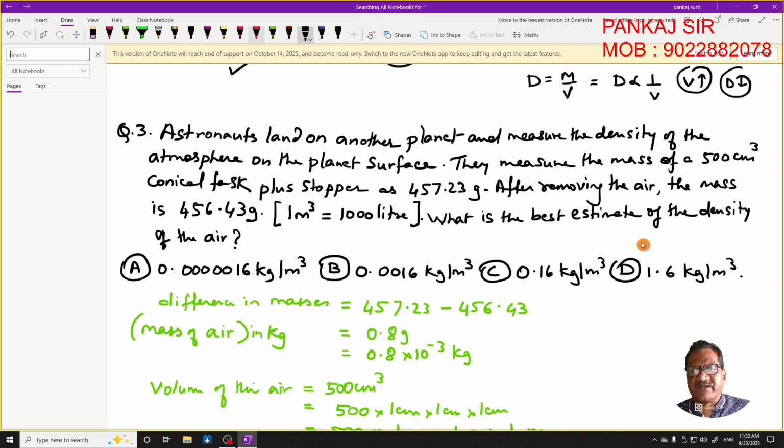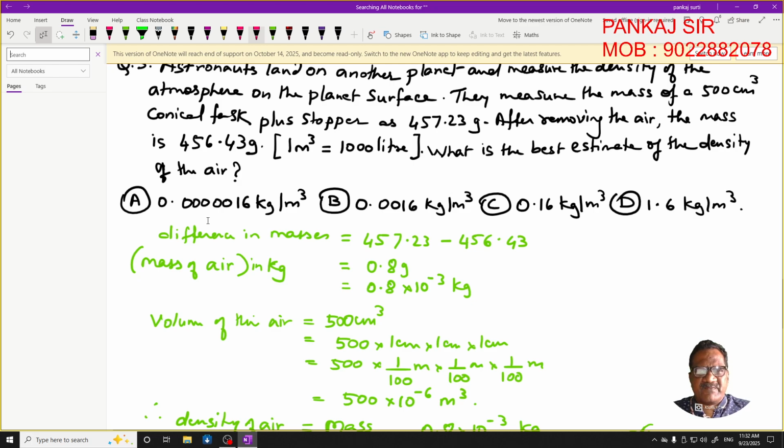So he has asked you to find out the density of the air. And these are the options A, B, C and D. So the best thing is, let us try to find out the density of the air and then we can choose the option. Density of the air on this particular planet can be measured in this way. First we'll see what is the difference in the masses of the conical flask along with the air and the conical flask without the air. The mass of the conical flask along with air is 457.23 grams, and the mass of the conical flask without air is 456.43.